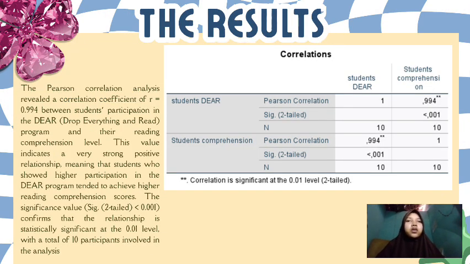The Pearson correlation analysis revealed a correlation coefficient of r = 0.994 between student participation in the DEAR program and their reading comprehension level. This value indicates a very strong positive relationship, meaning that students who show higher participation in the DEAR program tended to achieve higher reading comprehension scores. The significance value of less than 0.009 confirms that the relationship is statistically significant, with a total of 10 participants involved in the analysis. Since the significance value is less than 0.009, which is lower than 0.05, the null hypothesis is rejected.